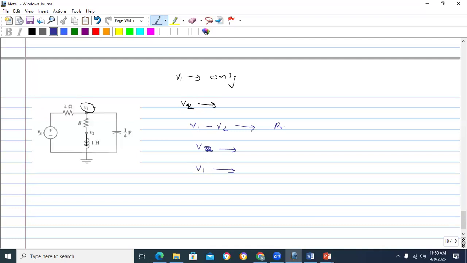You can directly see what V1 and V2 are. This is 0, okay? This is grounded, no? So V1 minus V2 is the voltage across the resistor. And what is this V2 and what is this V1? That identification is important. V2 is a voltage across which component? V1 is across which component?